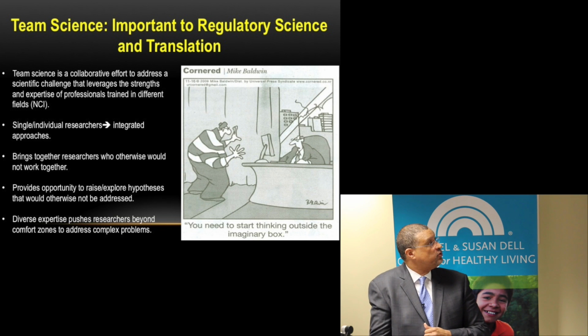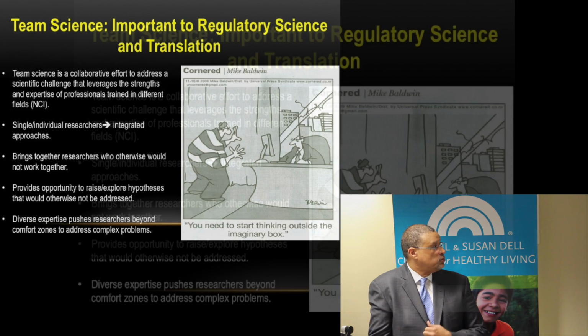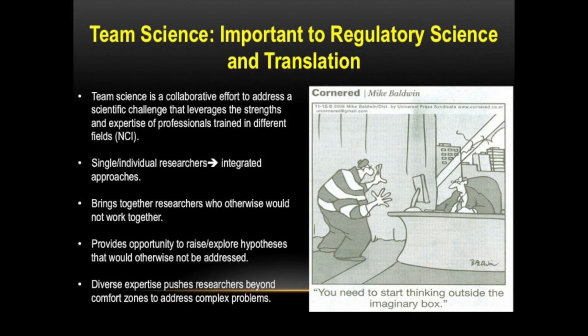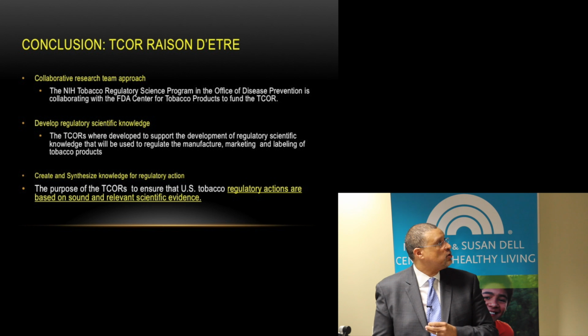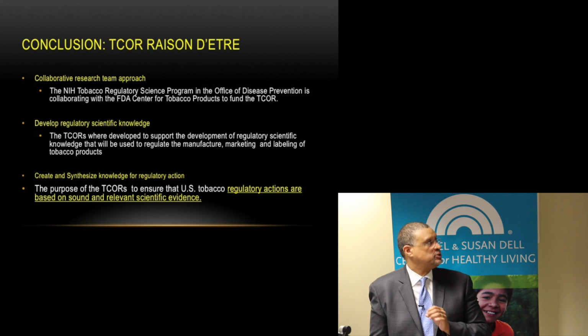Team science is a collaborative effort to address a scientific challenge that leverages the strengths and expertise of professionals trained in different fields. That comes from NCI. Single individual researchers must be involved in integrated approaches in their work. It does bring together researchers who would otherwise not work together, and it provides opportunities to raise and explore hypotheses that otherwise would not be addressed. So team science is going to be very important to your TCORs. It's a collaborative research approach. You're developing scientific knowledge for the regulatory process, and we want to be able to create and synthesize that knowledge for the purpose of regulatory action.